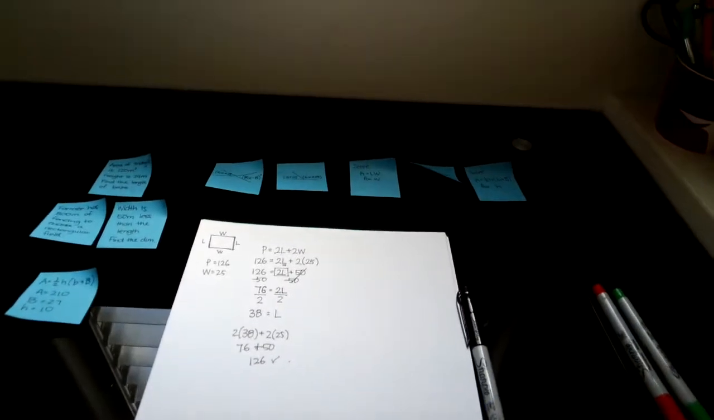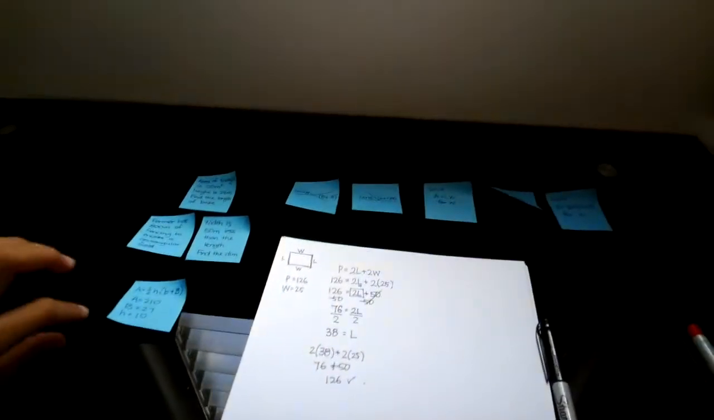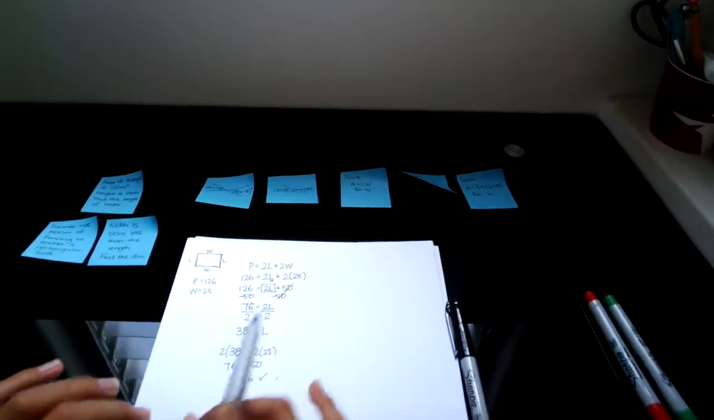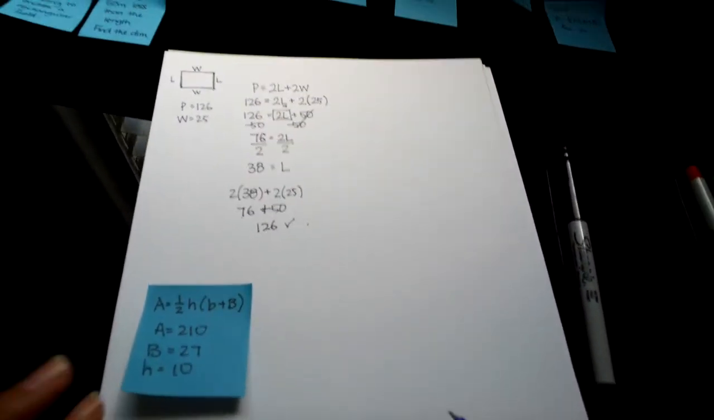All right, guys. Let's see. So that was the first example, the perimeter length width one. So our second example is dealing with the trapezoid. So here's the formula for the trapezoid.